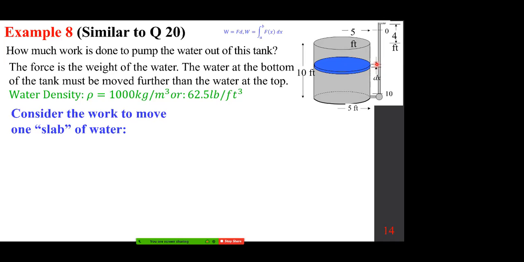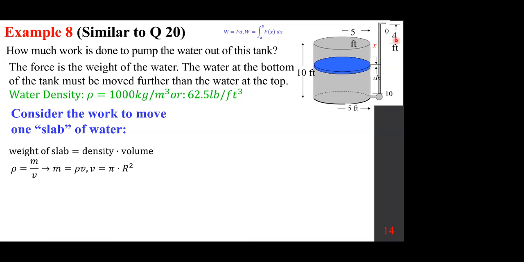That's the idea. So if this distance at top is x again, how much are we moving it? x and then another 4 feet. So take a look at x, okay? This is how much it's going to move up, okay? So that's important to understand. Now, weight is density times the volume, okay? Rho equals m over v, okay? And v is pi r squared, okay?